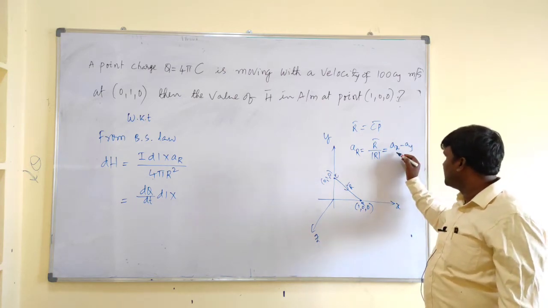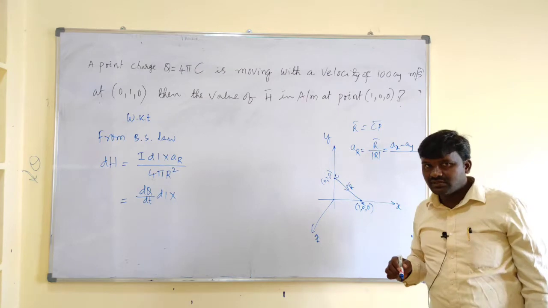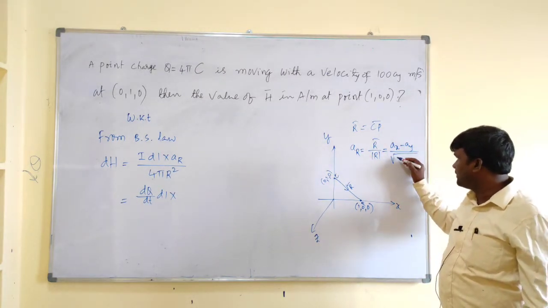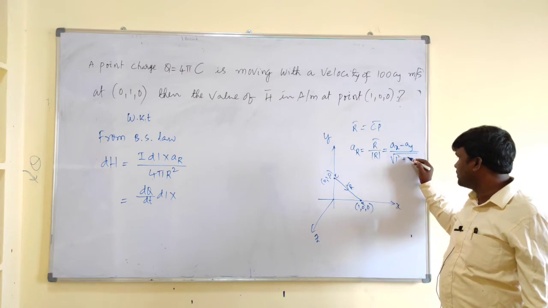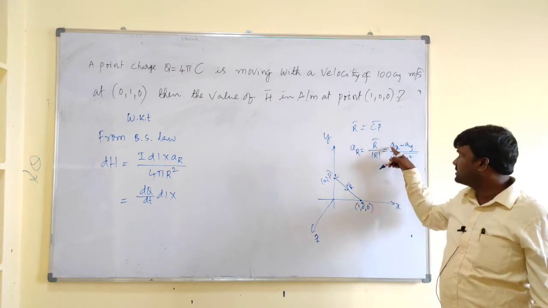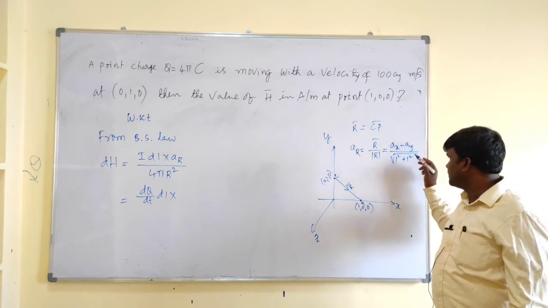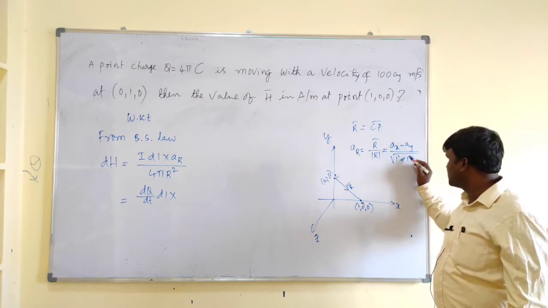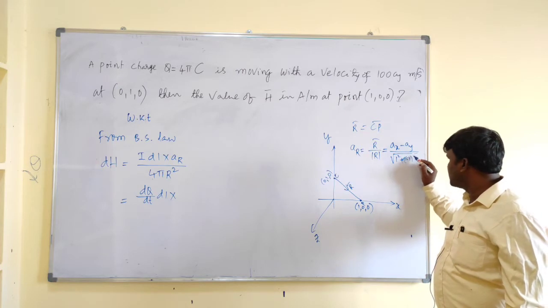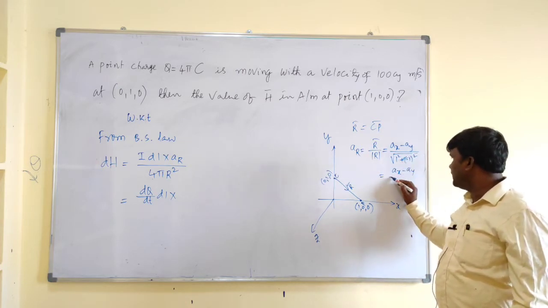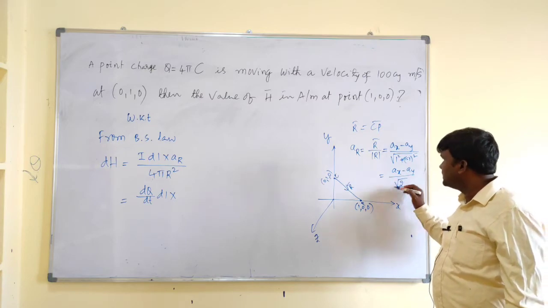What about the magnitude of this one? That is the square root of 1 square plus minus 1 whole square. Finally, we got aR as ax minus ay by root 2. This is aR.